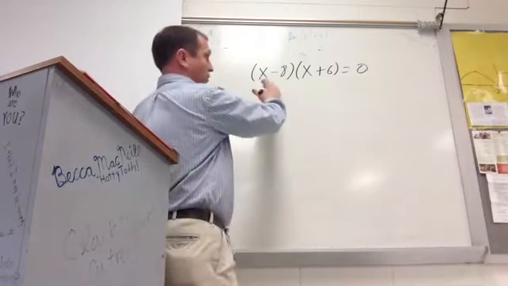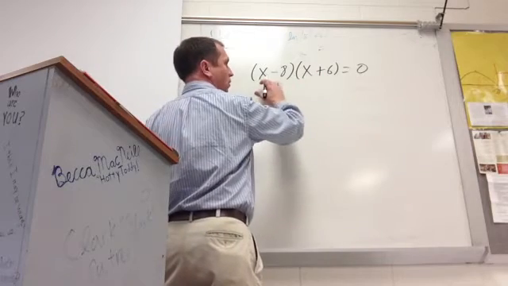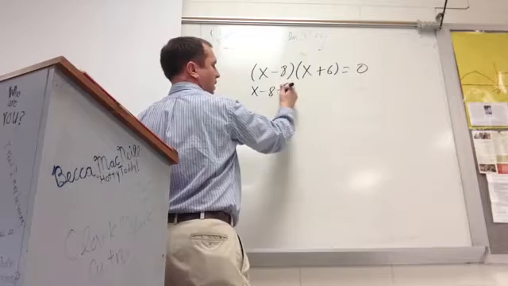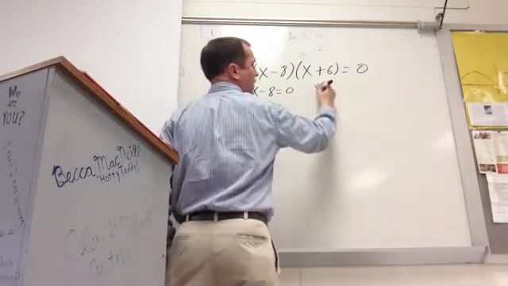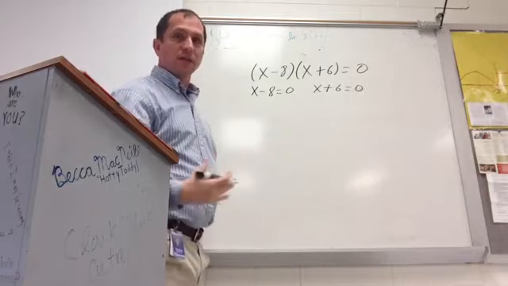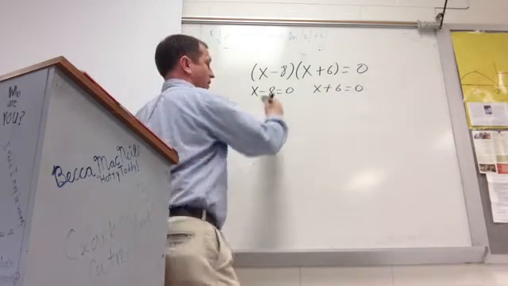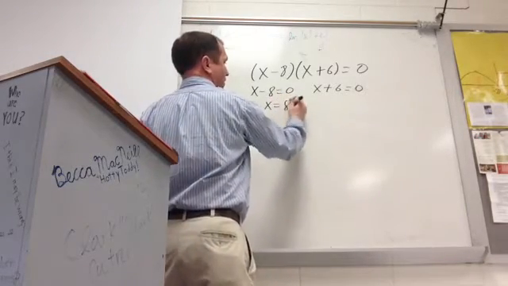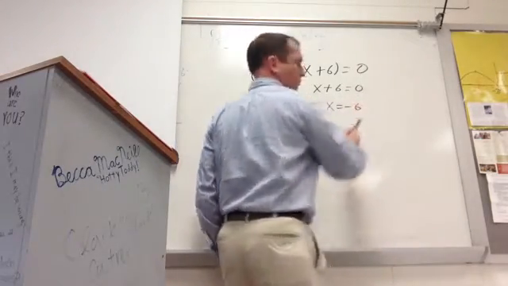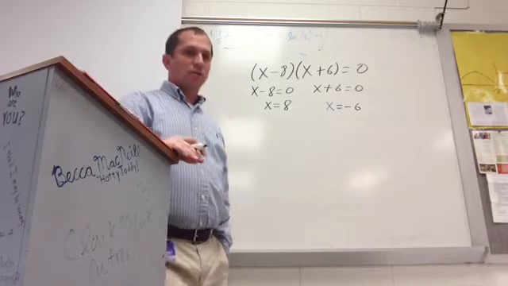So you have to figure out what would make each one of these be 0. For the first one, you would have x minus 8 equals 0, and then x plus 6 equals 0. Again, taking both parentheses and setting them equal to 0. From there, solve out. You would get x equals 8. Solve over here, x equals negative 6. So those would be your two solutions.